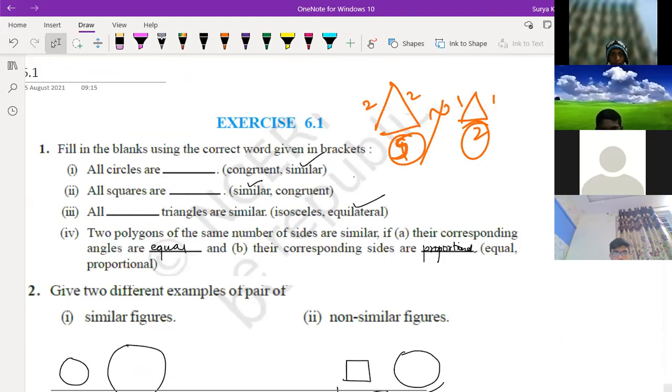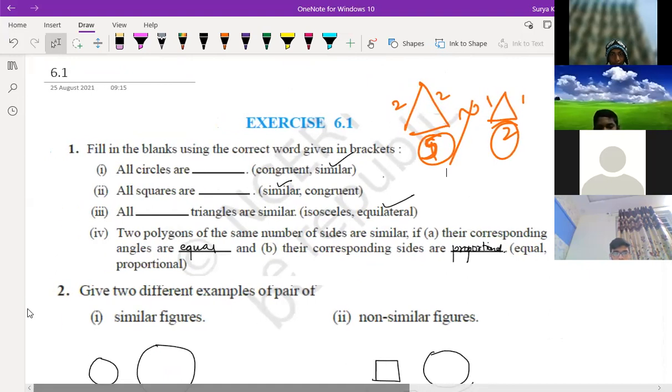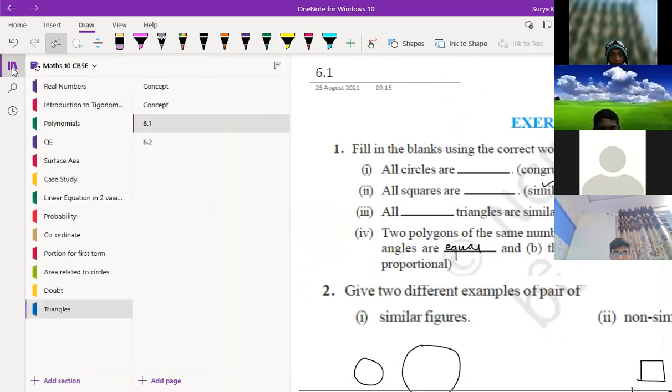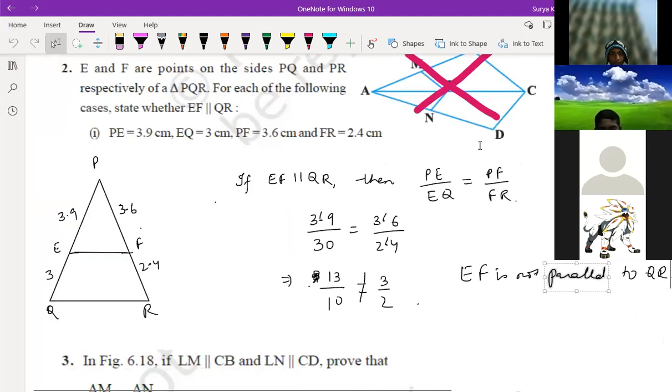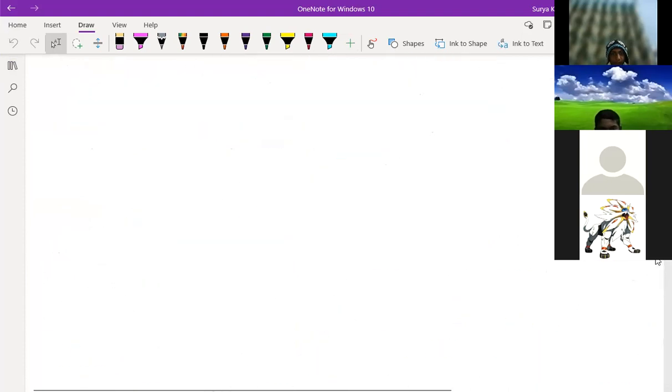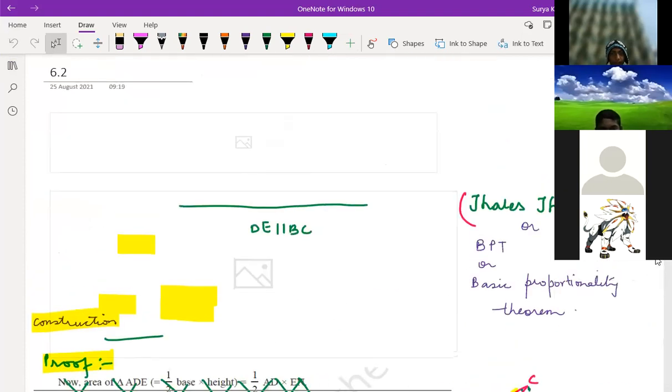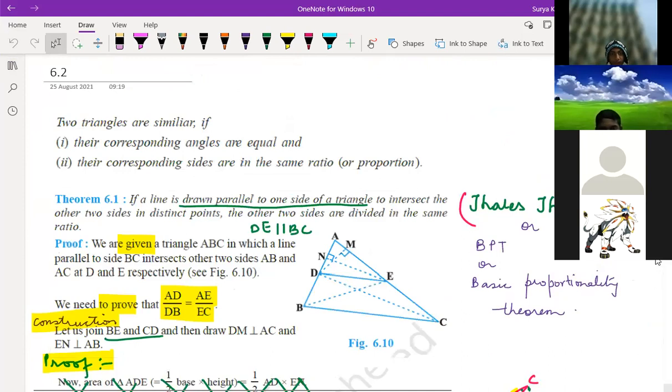This is exercise 6.1, and there were only 3 questions. Before starting the second exercise, we have to read the BPT, that is the Basic Proportionality Theorem, or you can say Thales' theorem. We have to prove it, and only then can we move further. So what is Thales' theorem? First, just read this statement over here. You might know these things from before, and I just told you right now as well.